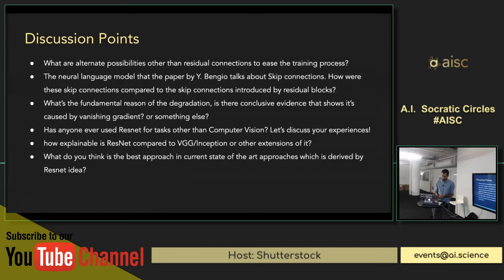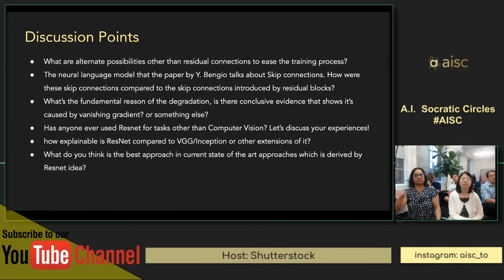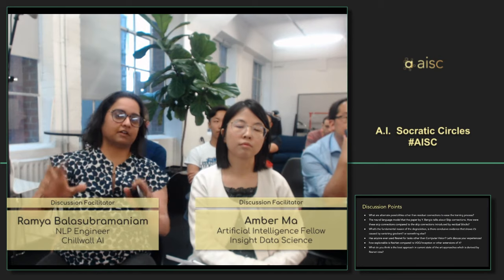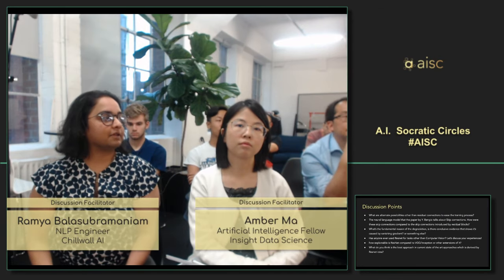Yeah, so the skip connections. If you look at the neural language model, the paper by Yoshua Bengio, they used skip connections in the neural language model. So I wanted to understand, we could discuss whether these skip connections in the NLP field are comparable to the skip connections in image processing. I wanted to compare the two scenarios and have people discuss this. We do use skip connections in NLP, and we use them in image processing. If people have worked on both, they can talk about why we do that.